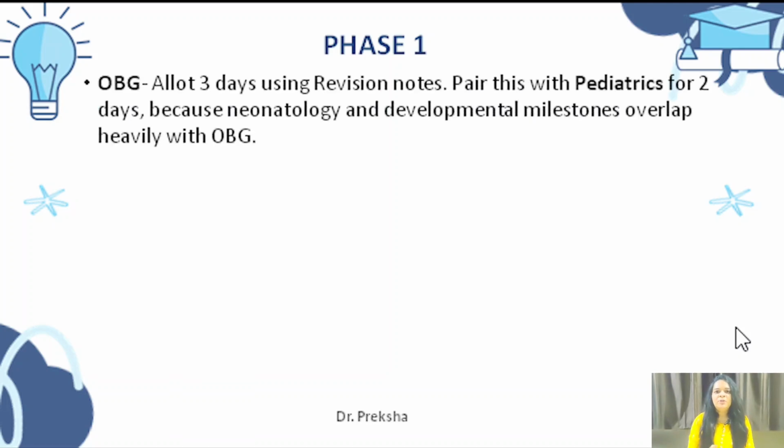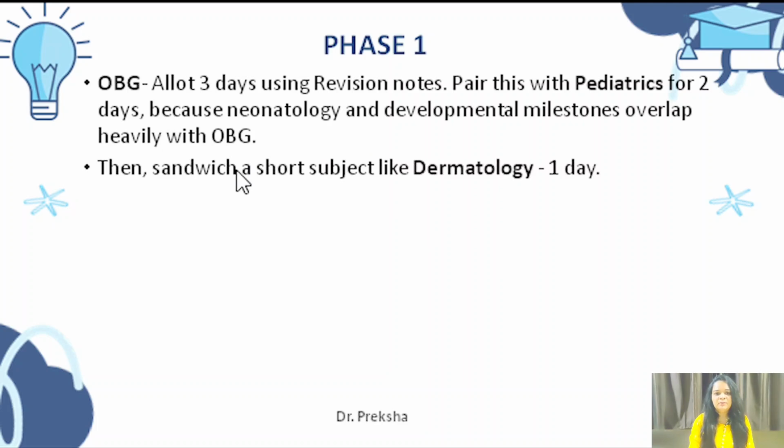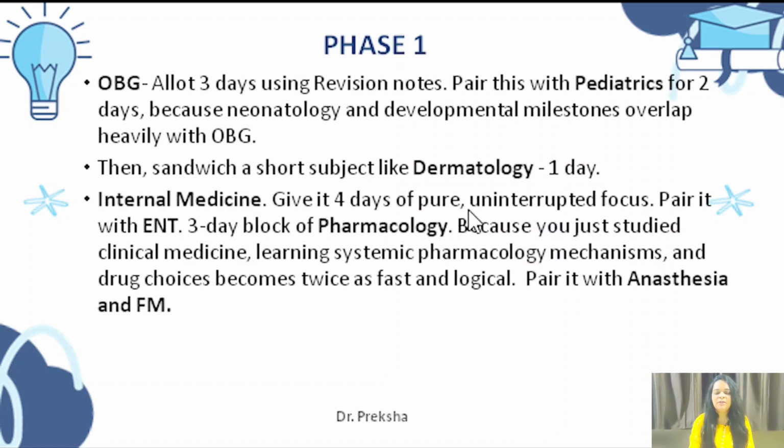In phase 1, you start with gynecology, allot 3 days using revision notes, and pair this with pediatrics for 2 days because neonatology and developmental milestones overlap heavily with gynec. Then you can sandwich a short subject like dermatology for 1 day. After that, you can start with internal medicine, give it 4 days of pure uninterrupted focus, and pair it with ENT, that is your short subject.